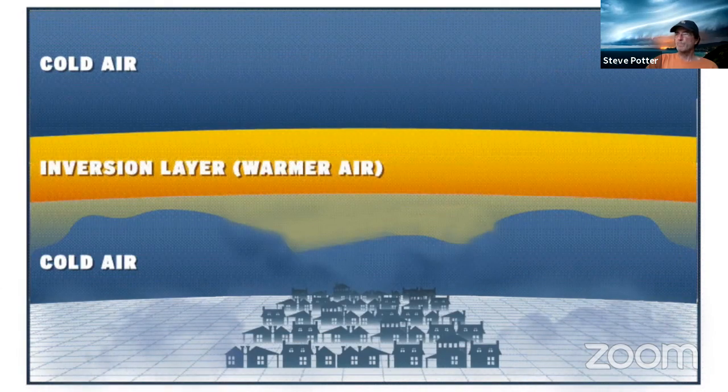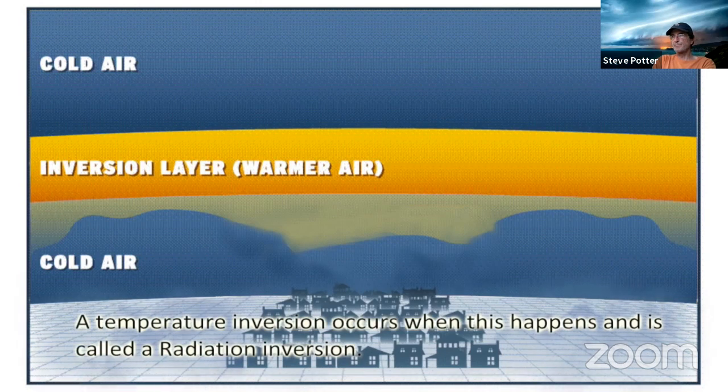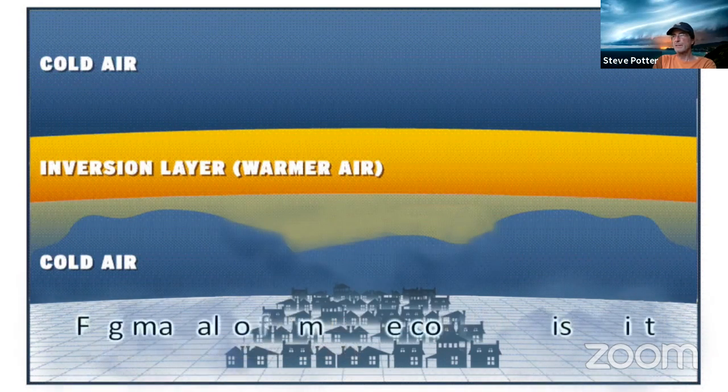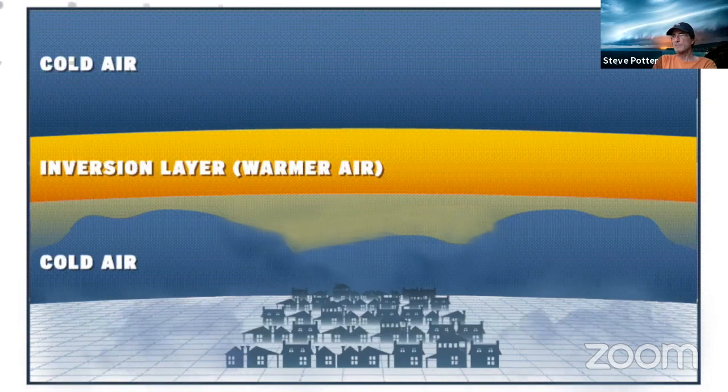At higher elevations, the air doesn't cool as quickly, so this air becomes warmer than the air below it. A temperature inversion occurs when this happens and is called a radiation inversion. Fog may also form if the cooled air is moist.